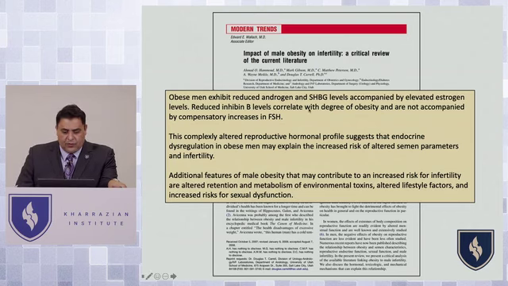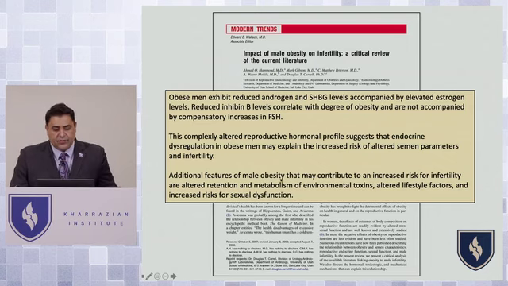Reduced inhibin B levels correlate with the degree of obesity and are not accompanied by a compensatory increase in FSH. Inhibin B is involved with sperm production. This complex altered reproductive hormone profile suggests that endocrine dysregulation in obese men may explain the increased risk of altered semen parameters and infertility. Additional features of male obesity that may contribute to an increased risk for infertility are altered retention and metabolism of environmental toxins, altered lifestyle factors, and increased sexual dysfunction.